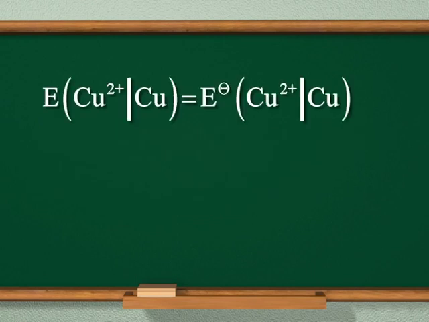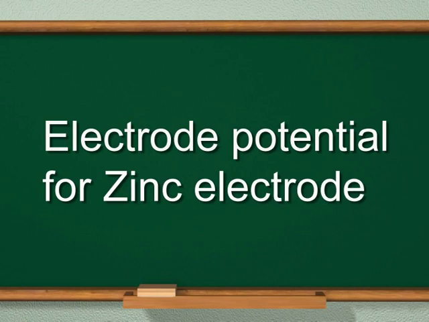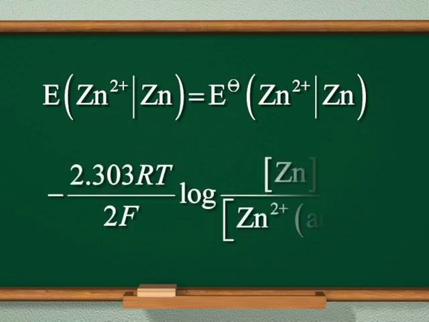Electrode potential of copper under given conditions is equal to electrode potential of copper under standard conditions minus 2.303 divided by 2F multiplied by log of molar concentration of the copper metal divided by molar concentration of copper ions in aqueous phase. Similarly, for the zinc electrode, electrode potential of zinc under given conditions is equal to electrode potential of zinc under standard conditions minus 2.303 multiplied by R multiplied by T divided by 2F multiplied by log of molar concentration of the zinc metal divided by molar concentration of zinc ions in aqueous phase.